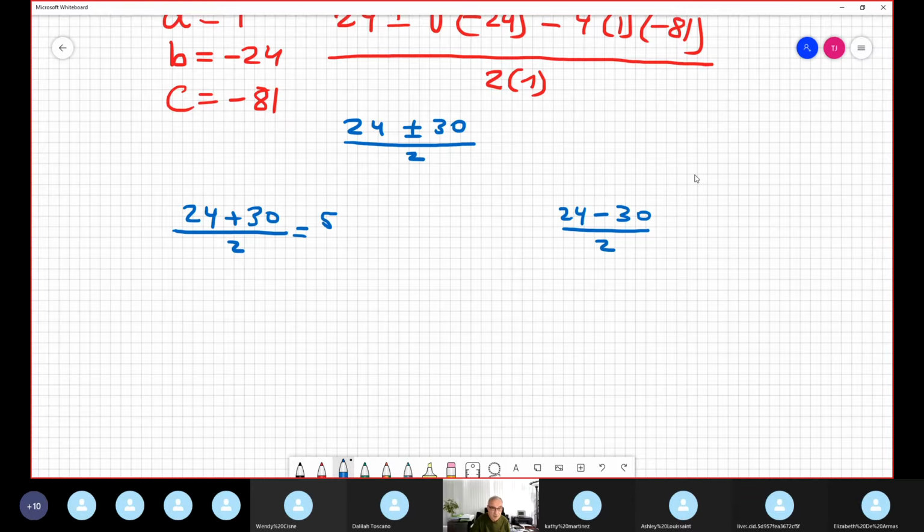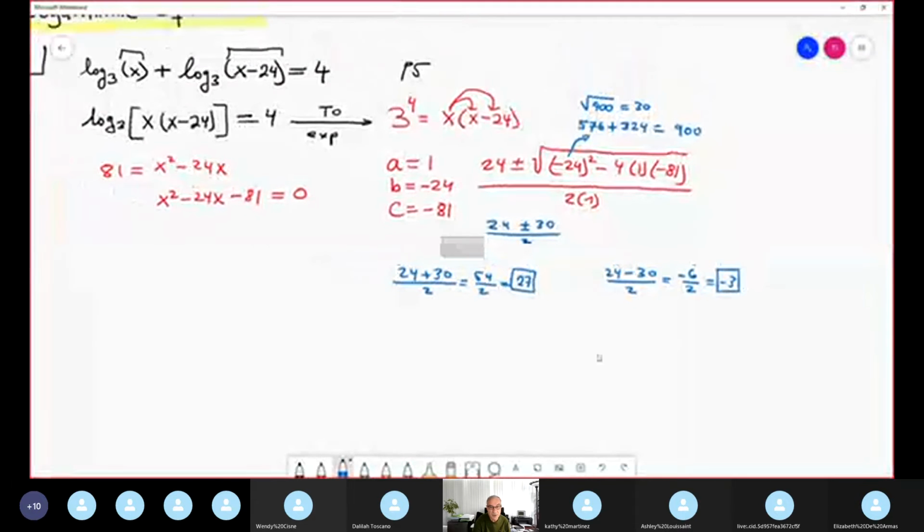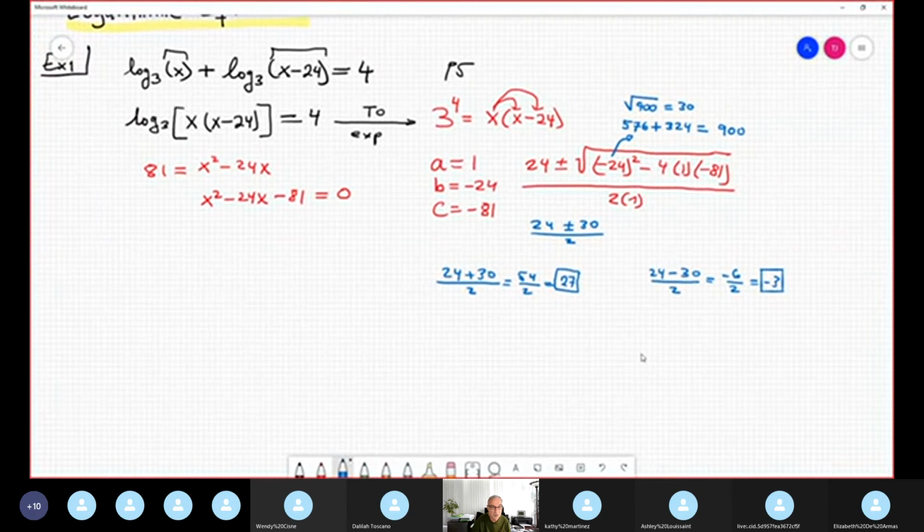This is 54 divided by 2, which is 27. This is my first potential solution. Okay, it needs verification in the original equation. The second one is negative 6 divided by 2, which is negative 3. So we have in my hand two potential solutions, and do you leave it like that? No. You are in big trouble. No credit if you leave it like that. You need to verify, so the checking.